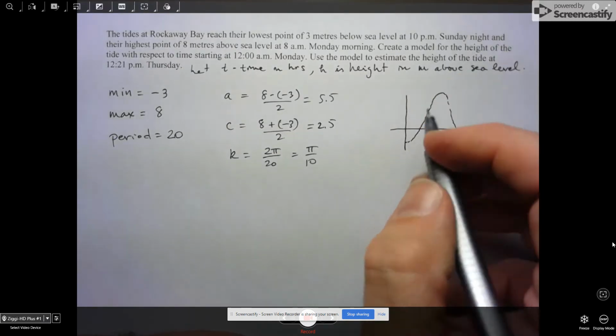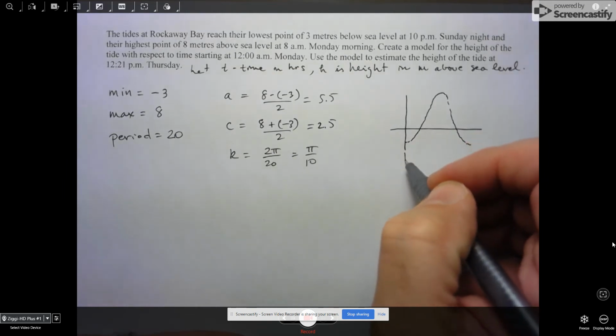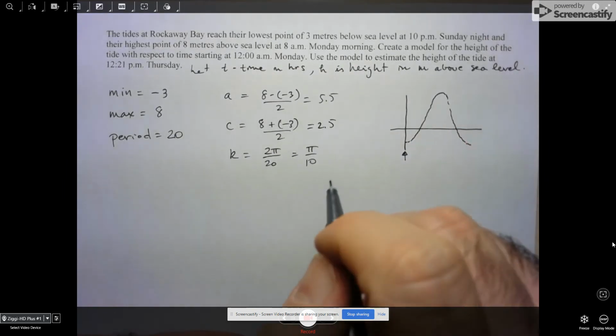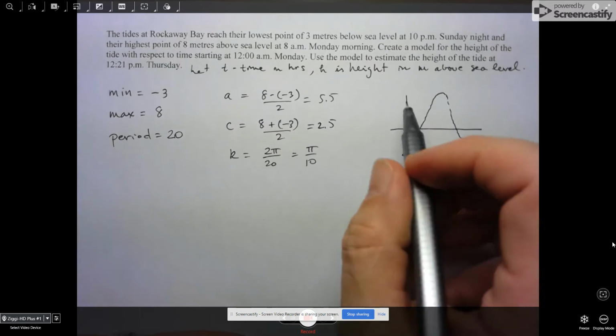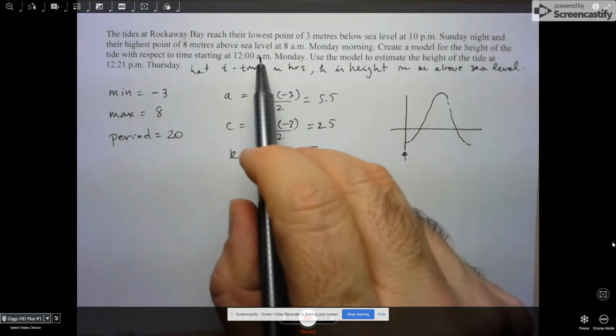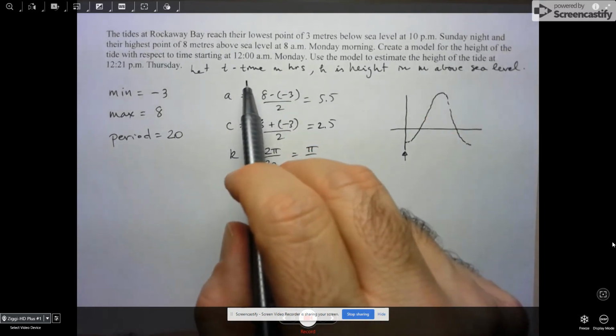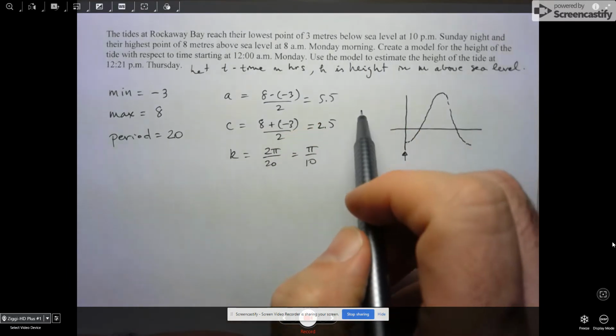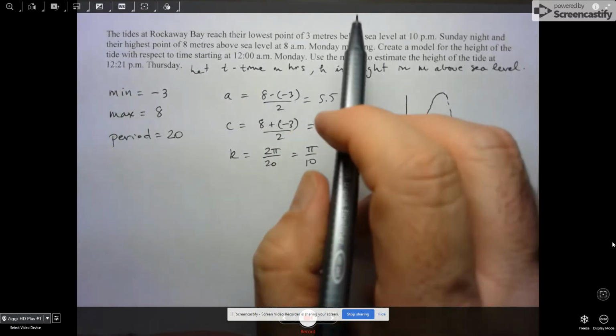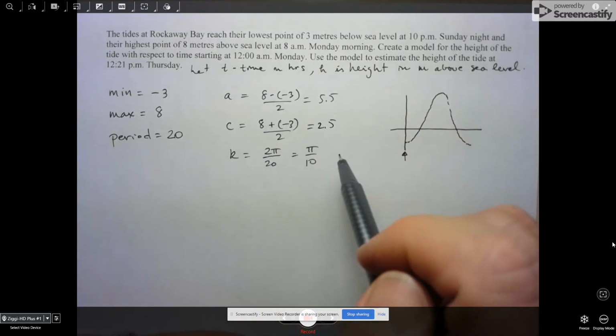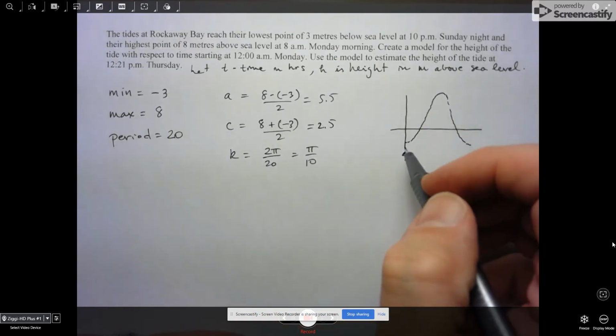But I need this, so if that's initially my starting point, I need my starting point to be 12 a.m. and at 12 a.m. the water is on the rise, because remember, it's going from its lowest point to its highest point as we move from 10 p.m. to 8 a.m. Okay, so I need at 12 a.m.